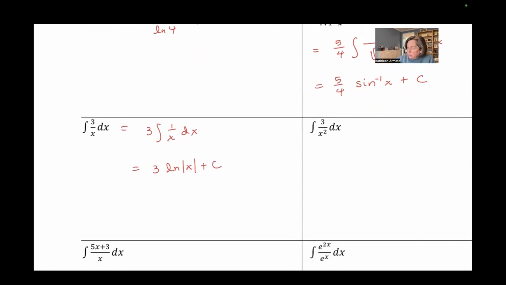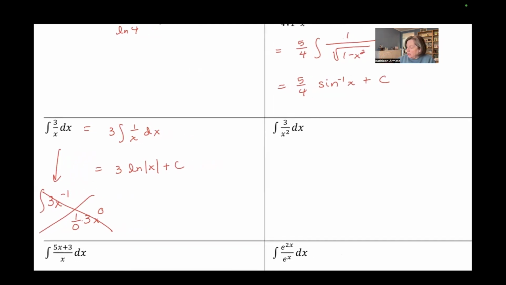Sometimes people get a little bit confused and they think, oh, hey, let's just rewrite it as 3x to the negative 1 and then use the power rule. But here's what happens if you try that. You have 3x, negative 1 plus 1 is 0, and then you're multiplying by 1 over that new exponent. But hey, can we divide by 0, folks? No, we cannot. So if you try to integrate it using the power rule, you'll run into a problem, which will hopefully lead you to go like, oh yeah, this is the one that's natural log. I don't use the power rule.